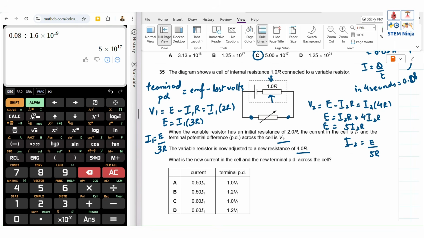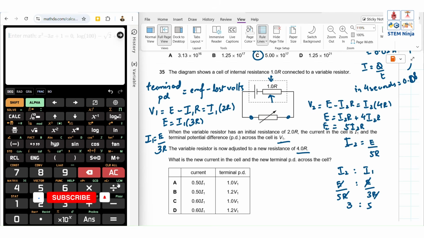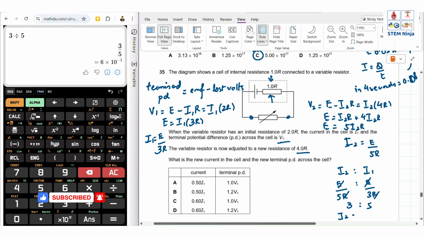So now we need to see what is the relationship between these two. And then again, the V2 we will also need to consider. So I2 ratio I1 we need to see. So E over 5R, E over 3R. So E over R gets cancelled, cross multiply, it's 3 ratio 5. So 3 ratio 5, 3 divided by 5 is 0.6. So I2 is actually 0.6 times I1.